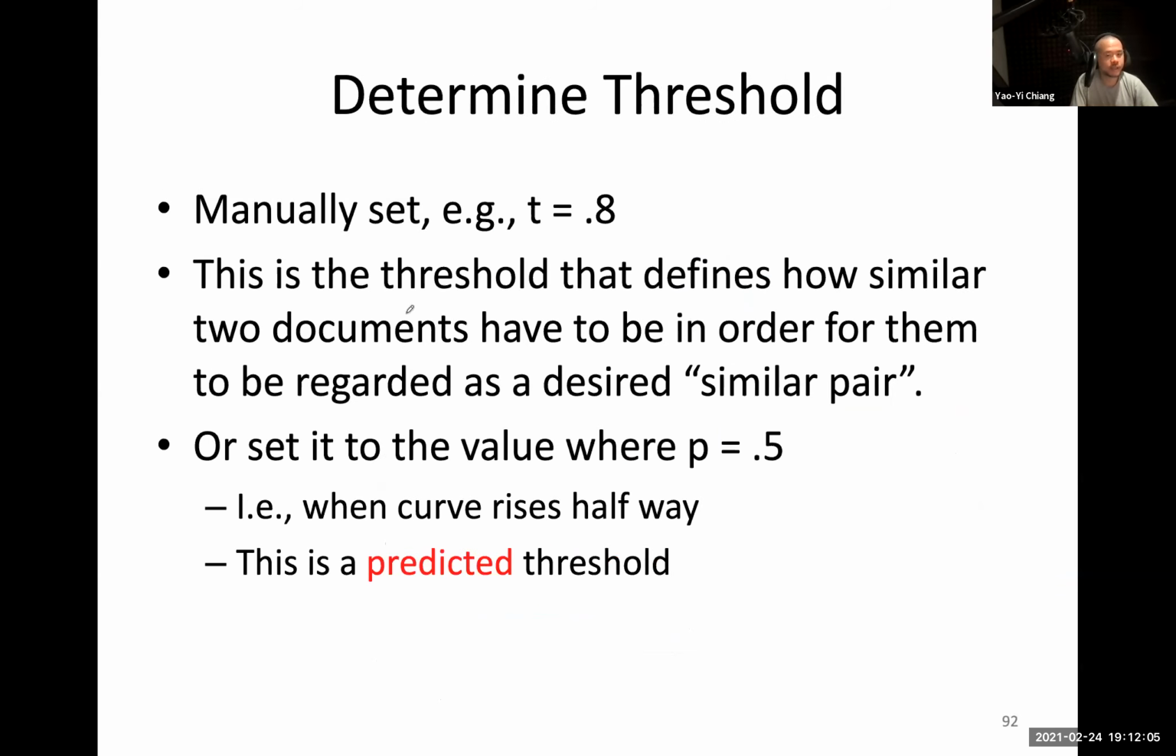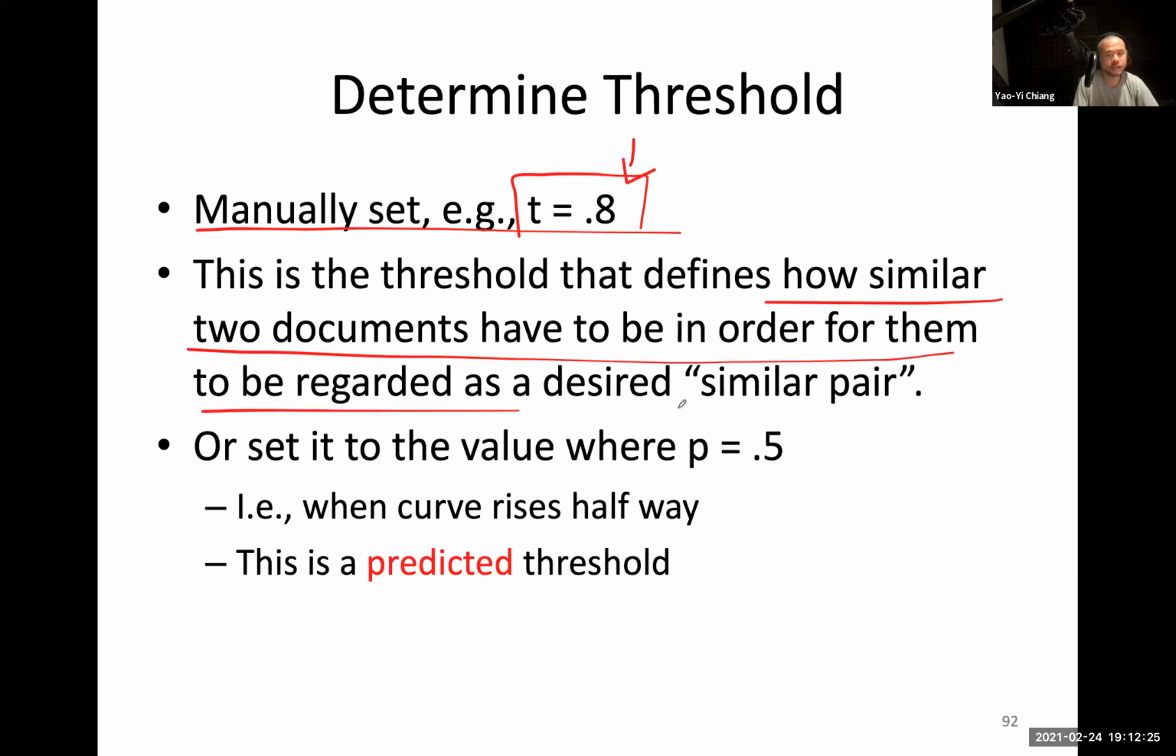So you can manually set it. This is the most common way to do it because your application usually has the threshold you want. Based on this threshold, you can set your B and R. So let's say this is the threshold that defines how similar two documents have to be in order for them to be regarded as the desired similar pair, right? So this is very much application defined.